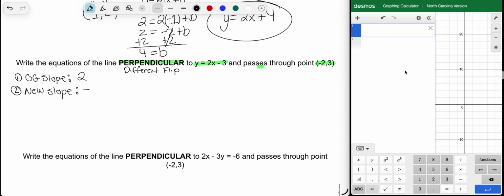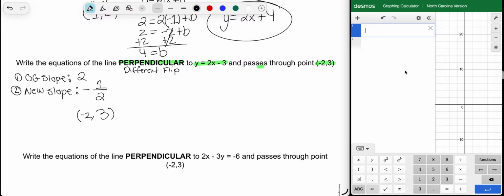And the flip is me flipping the number over. If you notice that the 2 is by itself, so technically it's at the top of a fraction. When I flip it over, that means the 2 will be at the bottom of the fraction. And then I can't leave the top blank, so I have to put a 1 there. Okay, so the new slope will be -1/2. Now I can use my point, which is -2 and 3.